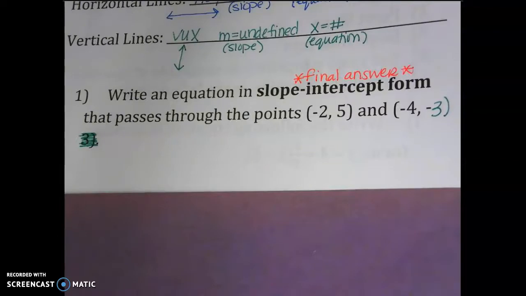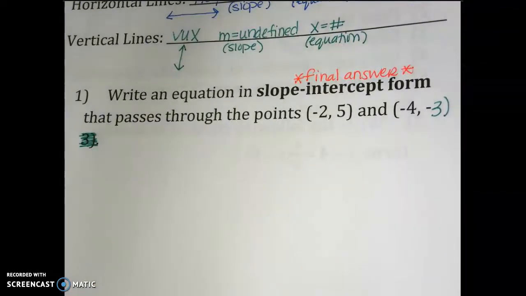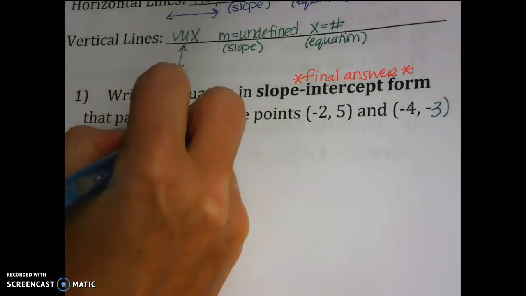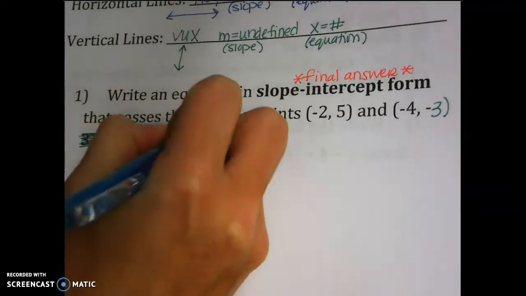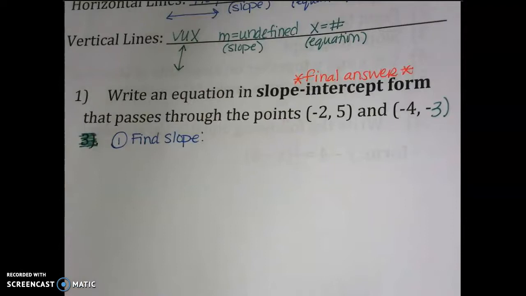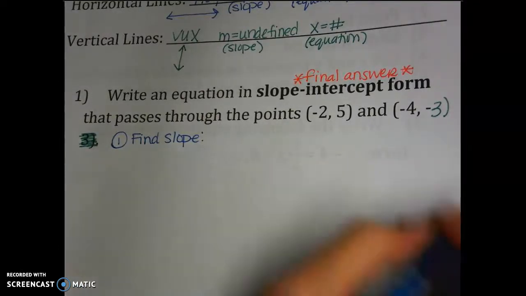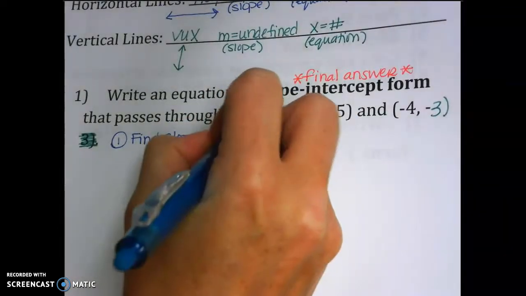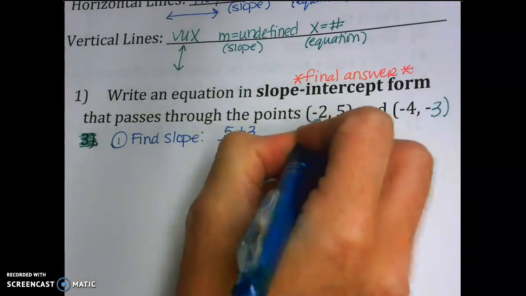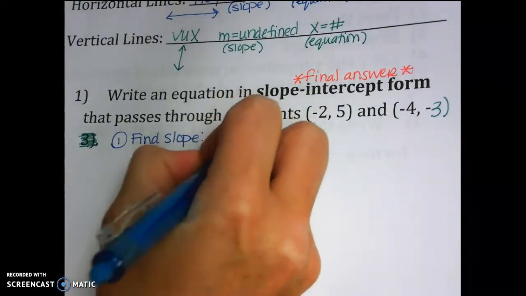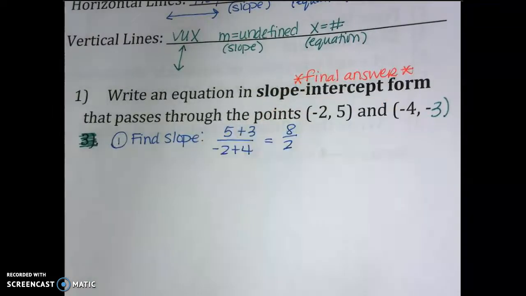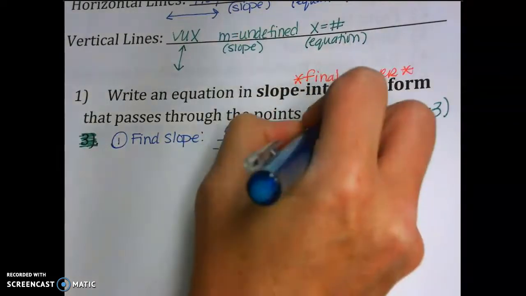So, the steps to getting there. Step 1, find slope. So we're going to go back to that slope equation that we talked about a few minutes ago: y1 minus y2 over x1 minus x2. So we'll do 5 minus a negative 3, so that would be 5 plus 3, and then negative 2 plus 4 gives us 8 over 2. We always want to simplify, so 8 over 2 is 4.